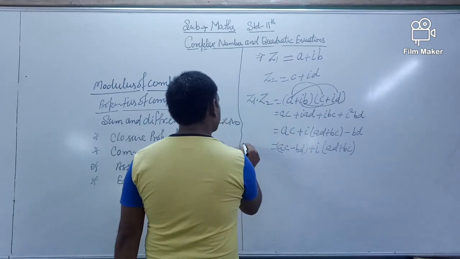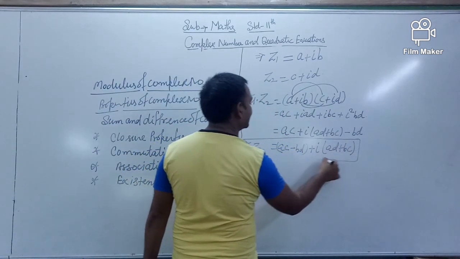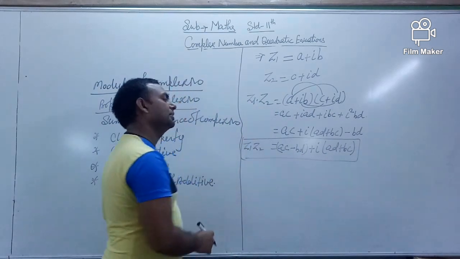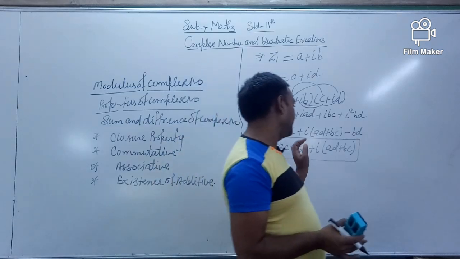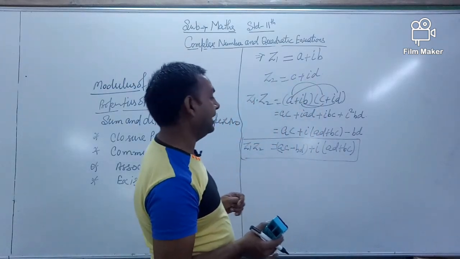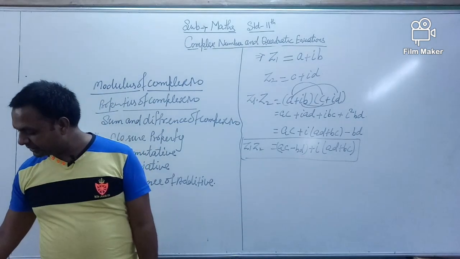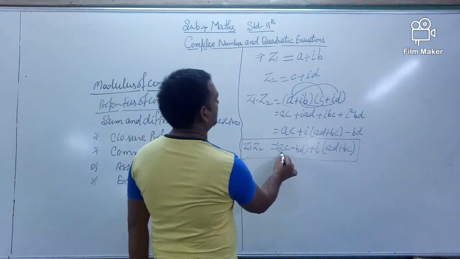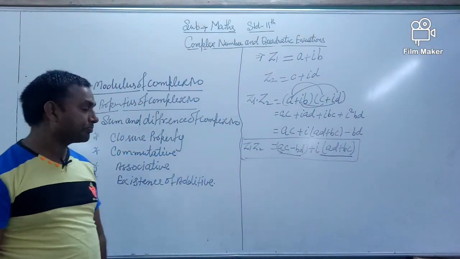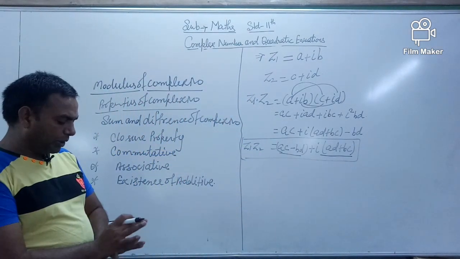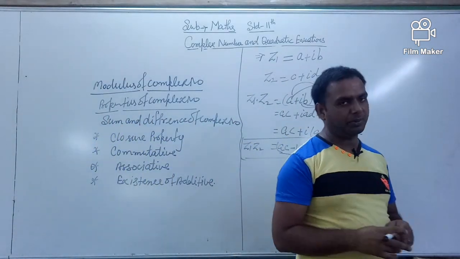Okay. So the multiplication of two complex numbers is written as Z1 into Z2 equal to AC minus BD plus I times AD plus BC. One is the real part of the complex number and this is the imaginary part of the complex number. Okay. After that we are going to the properties of complex numbers. First we talk about the closure property.